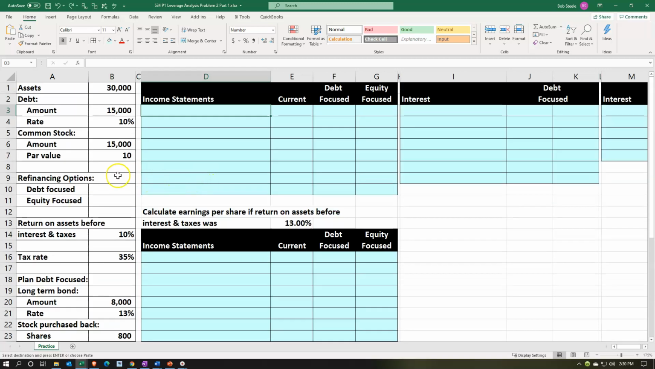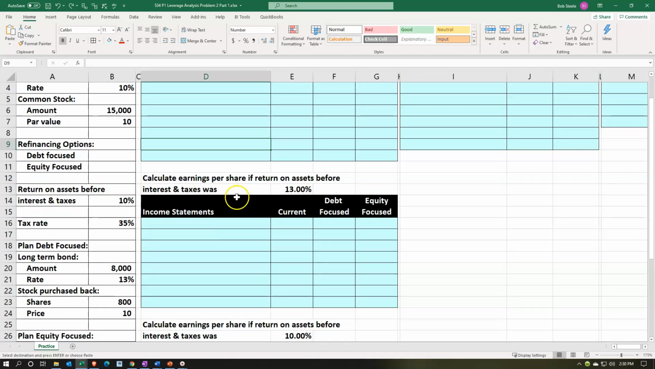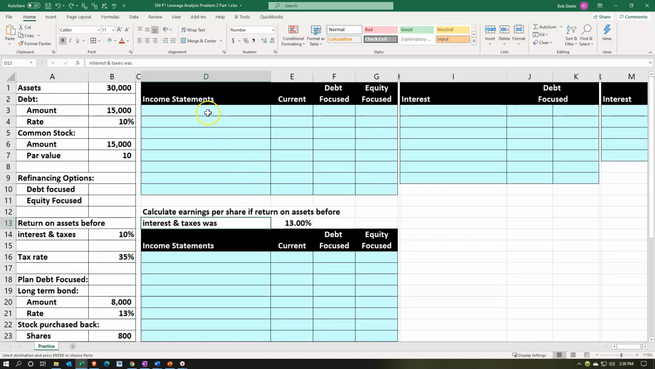We will start off with these three scenarios up top, and then we'll go on, probably in a future presentation, to think about some adjustments we would have to the data on the left-hand side. So we're going to go back up top and look at our income statement. The bottom line is going to be the same for our three options, the current option and the debt and equity refinancing options.